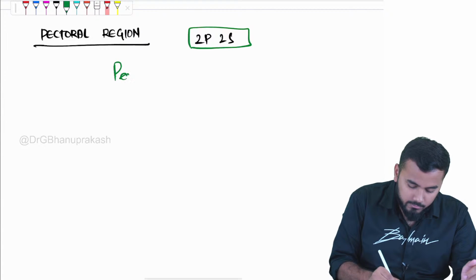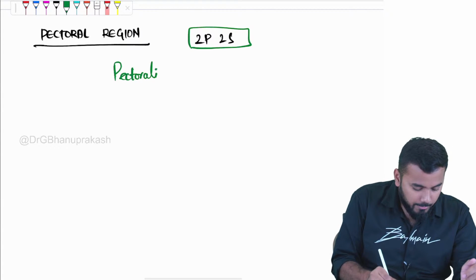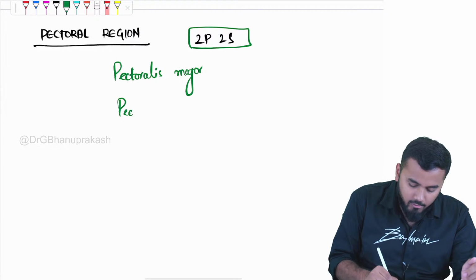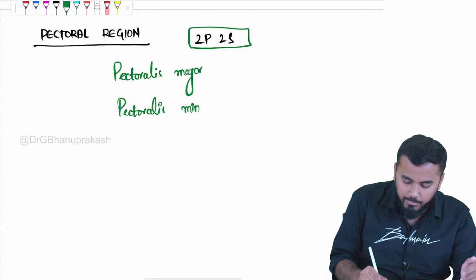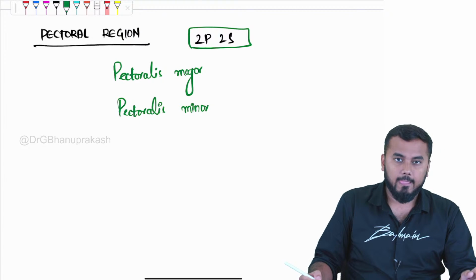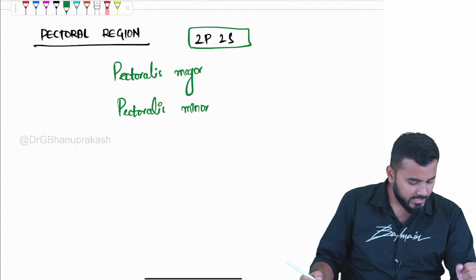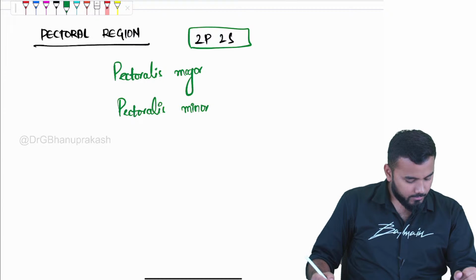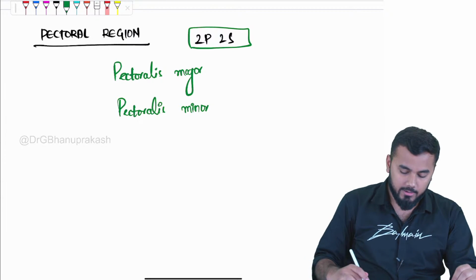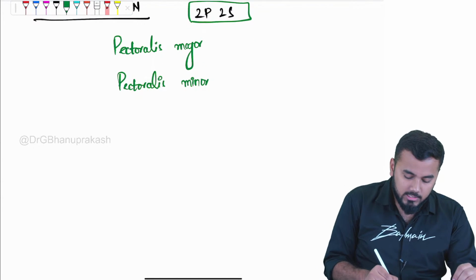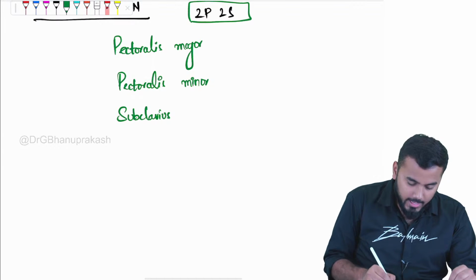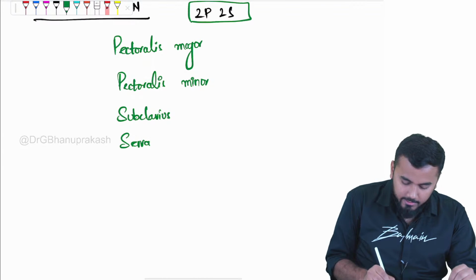So pectoralis major. Then I will have pectoralis minor. Very simple. Pectoralis major and pectoralis minor. What are the two S muscles? One is called subclavius. Another one is called as serratus anterior.